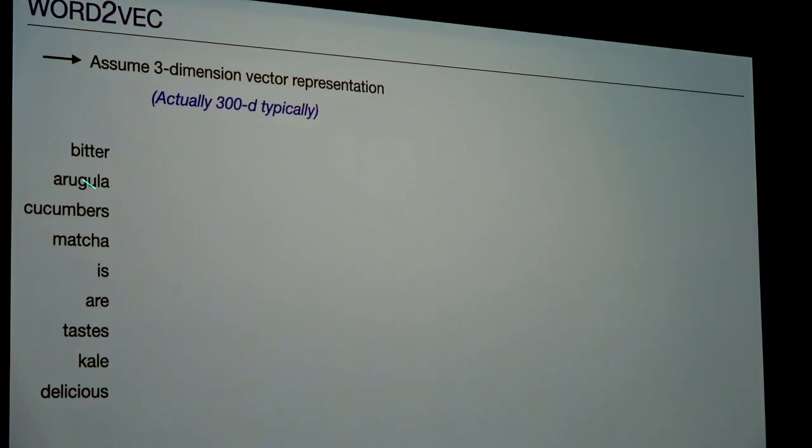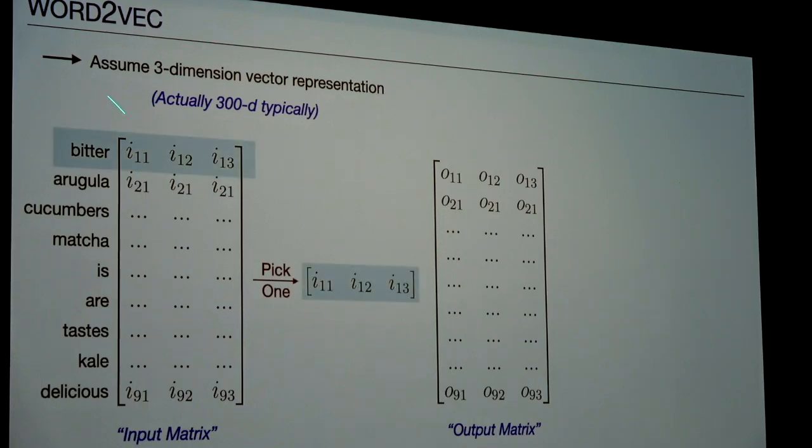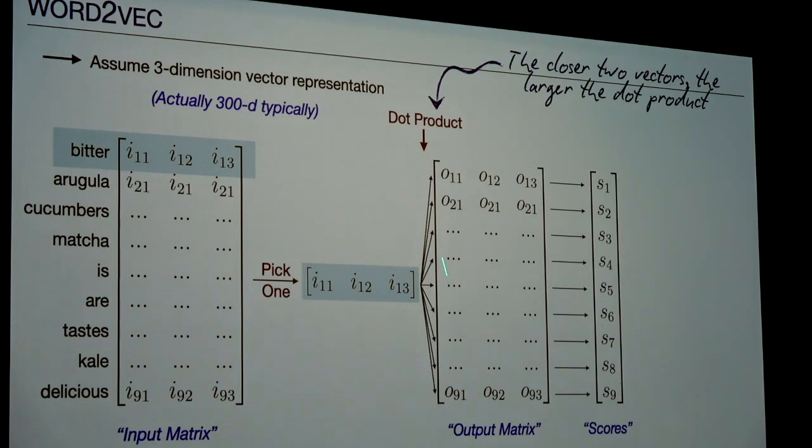So we have the words, the tokens from our corpus. Each one of them is going to be represented by a vector in an input matrix and a vector in an output matrix, and these are initialized with random values. And the idea is that we're going to pick one of these vectors over here in the input matrix, and we're going to take the dot product with all of the vectors in the output matrix. The dot product is going to give us a single value here, which is a score. And the closer two vectors are, the larger that dot product will be.